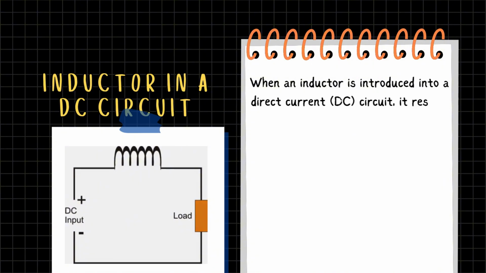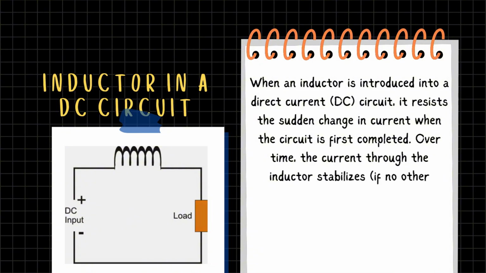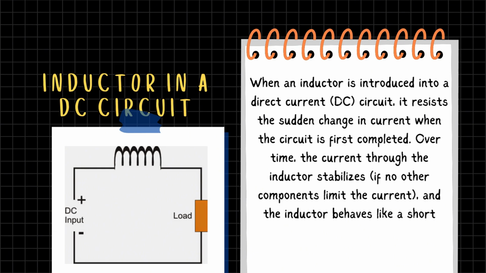Now let us see how the inductor behaves in DC circuits. When an inductor is introduced into a DC circuit, it resists the sudden change in the current when the circuit is first completed. Over time, the current through the inductor stabilizes and the inductor behaves like a short circuit.